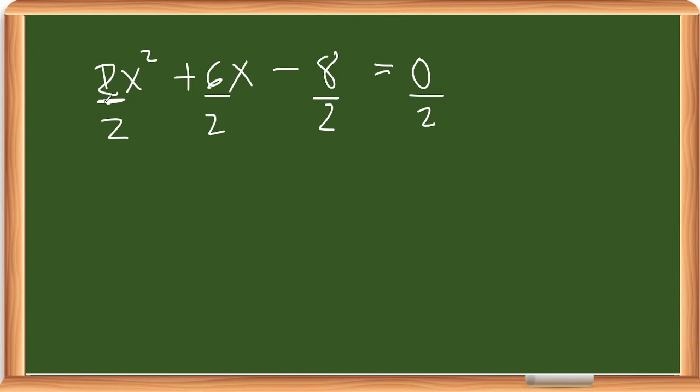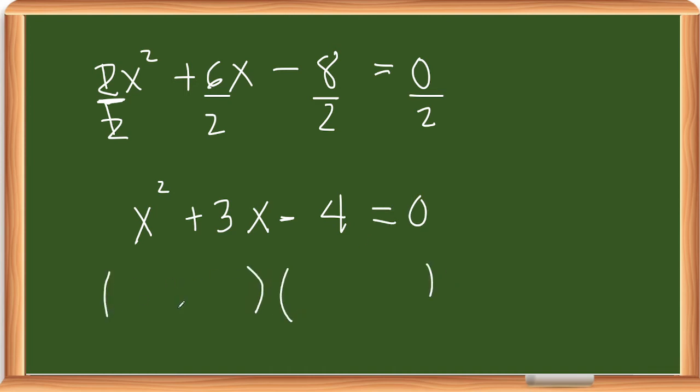So, cancel natin yan. 2 over 2 is equal to 1. So, magiging x squared na lang. And then plus 6 divided by 2, that's 3x. And then minus 8 divided by 2, that's 4. Is equal to 0. Okay, di mas madaling i-factor, no? So, dalawa uli yan. So, we have x and x.